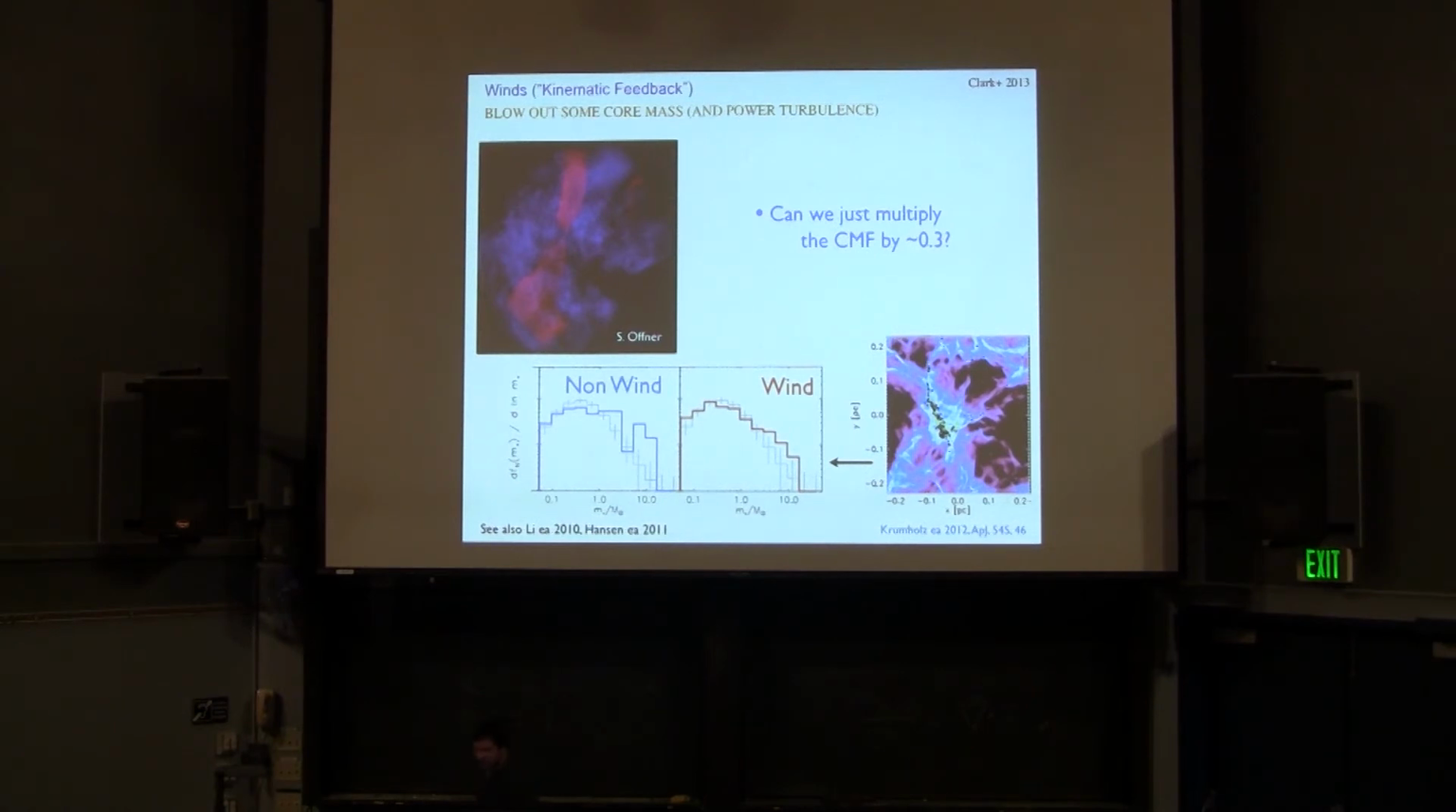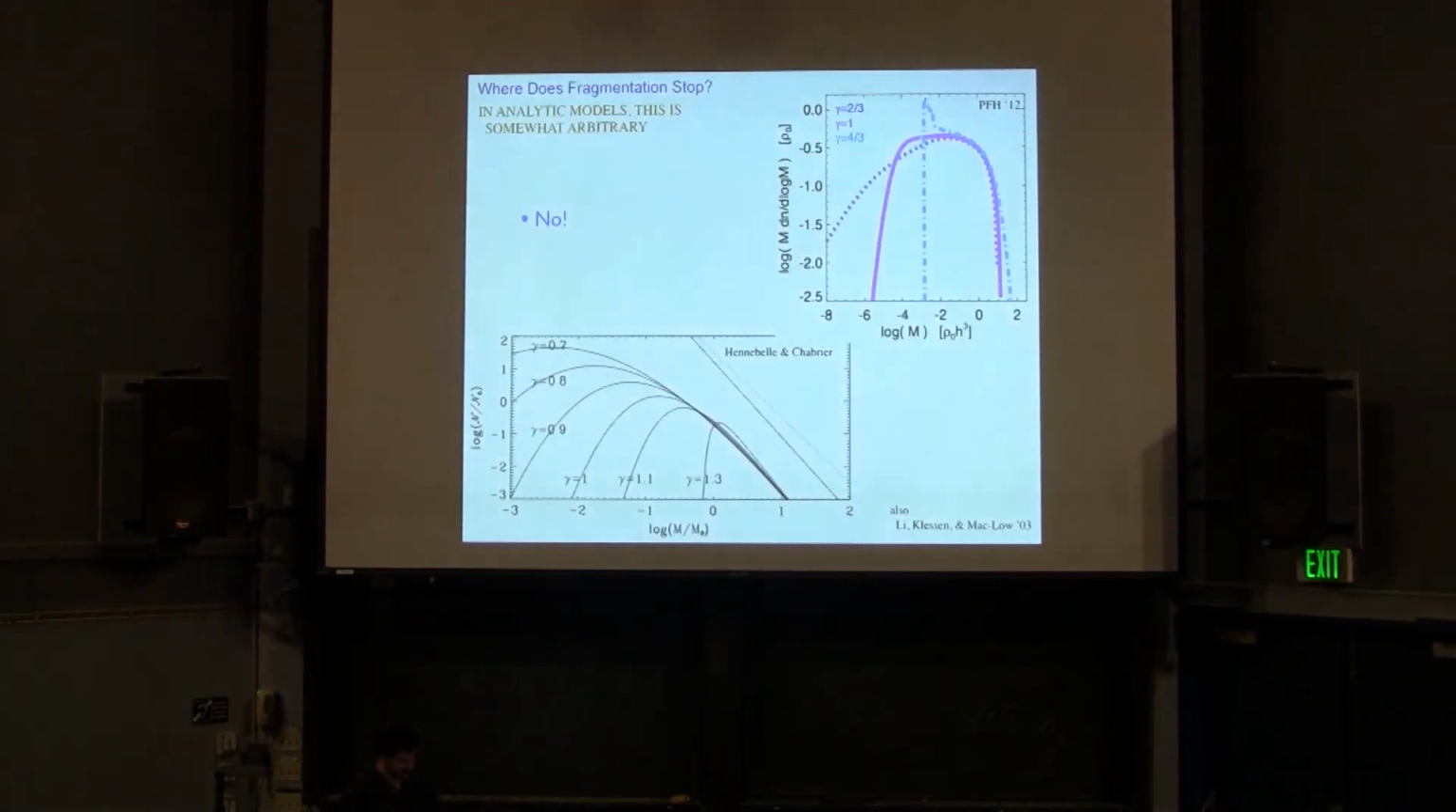There's almost certainly more complicated things happening, and you see that when you just do simulations where you include no other physics but what I've described and just this multiplication. You actually don't get the right answer. And one of the reasons for that is because the equation of state of the gas, its behavior as it gets to very high densities, matters a lot.